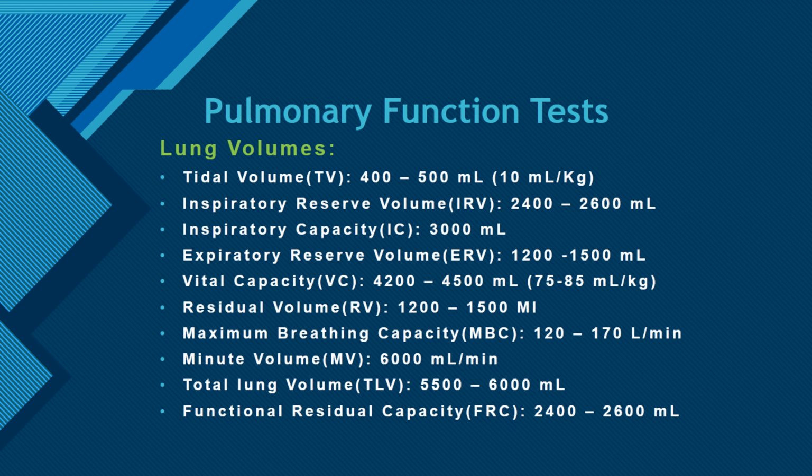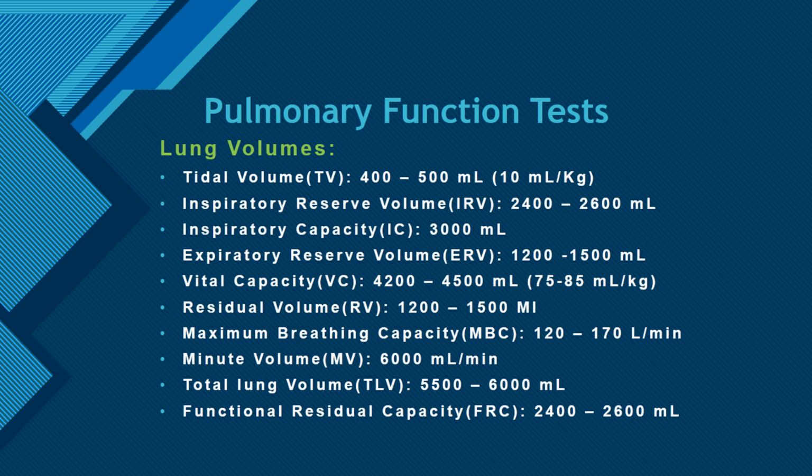Expiratory reserve volume. Maximum volume of gas that can be exhaled after normal expiration. It is 1200 to 1500 ml. Vital capacity. It is the maximum amount of gas that can be exhaled after maximum inhalation. That is IRV plus TV plus ERV. It is 4200 to 4500 ml. That is 75 to 80 ml per kg.